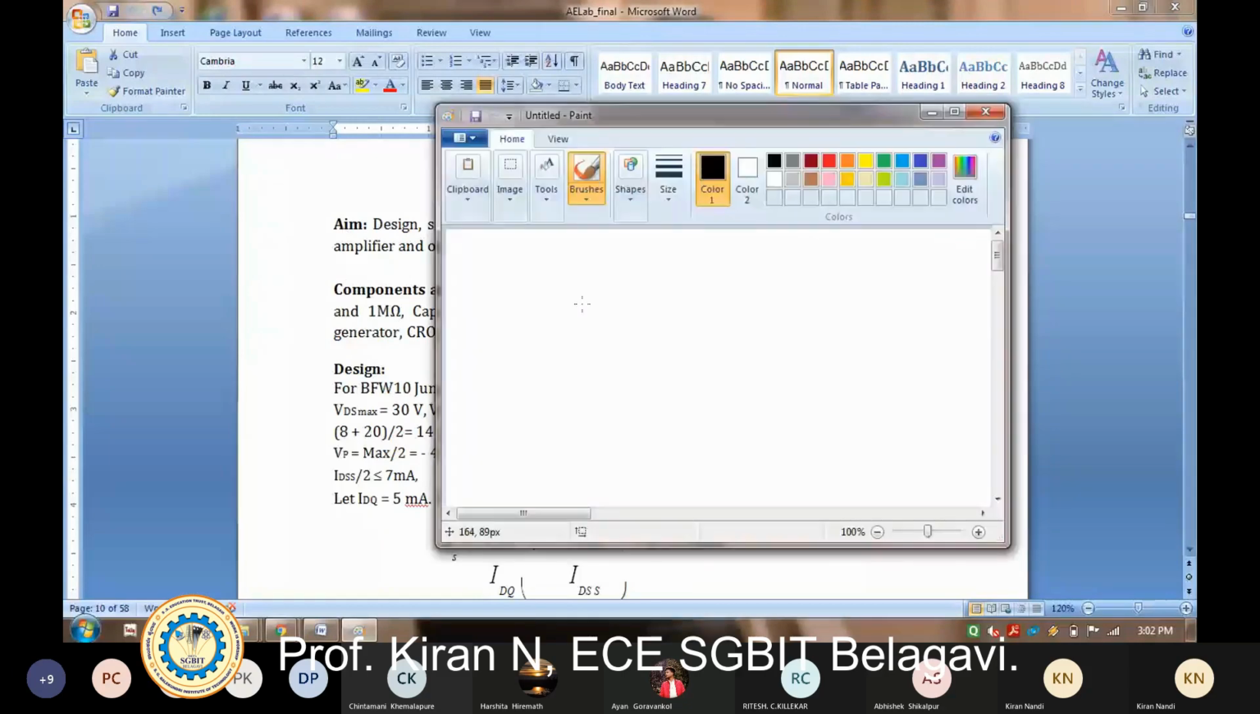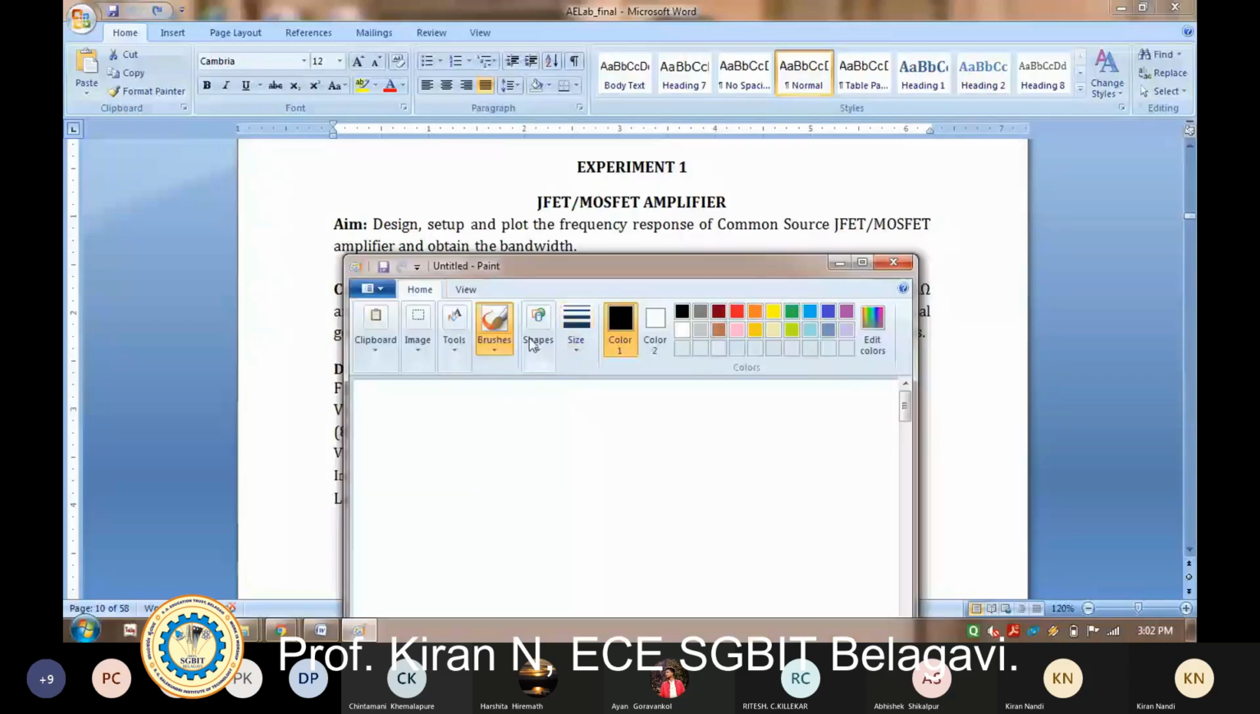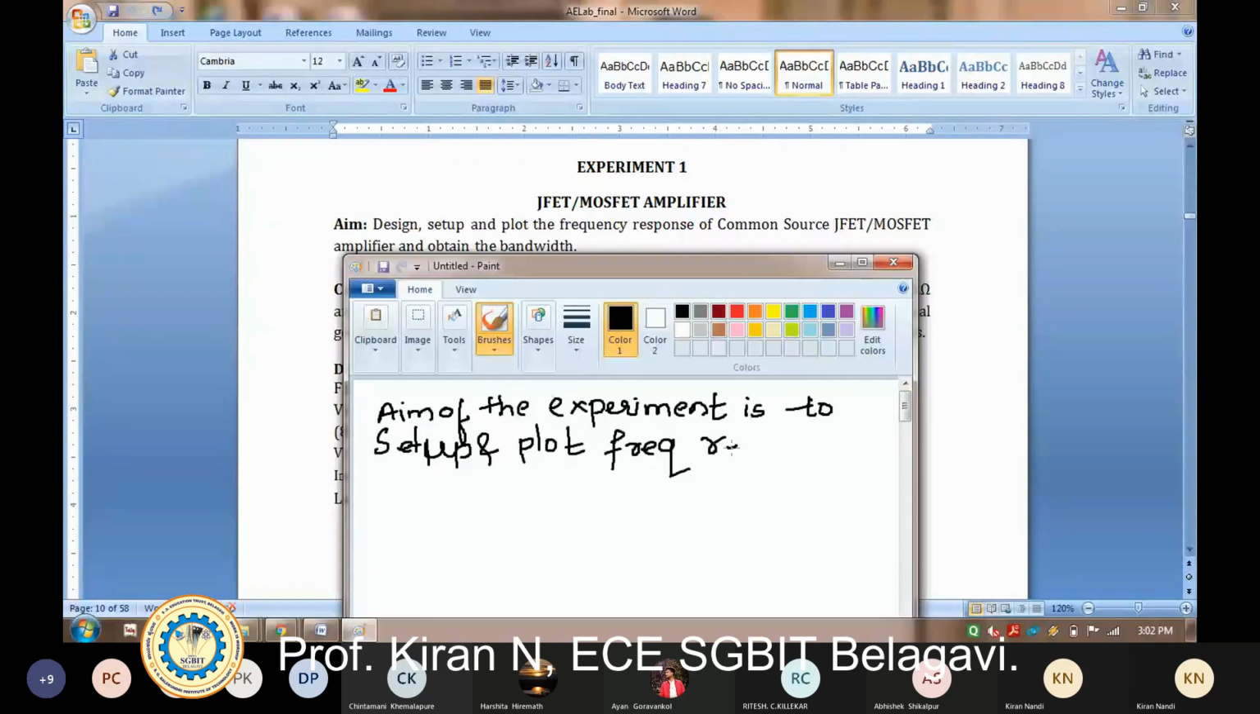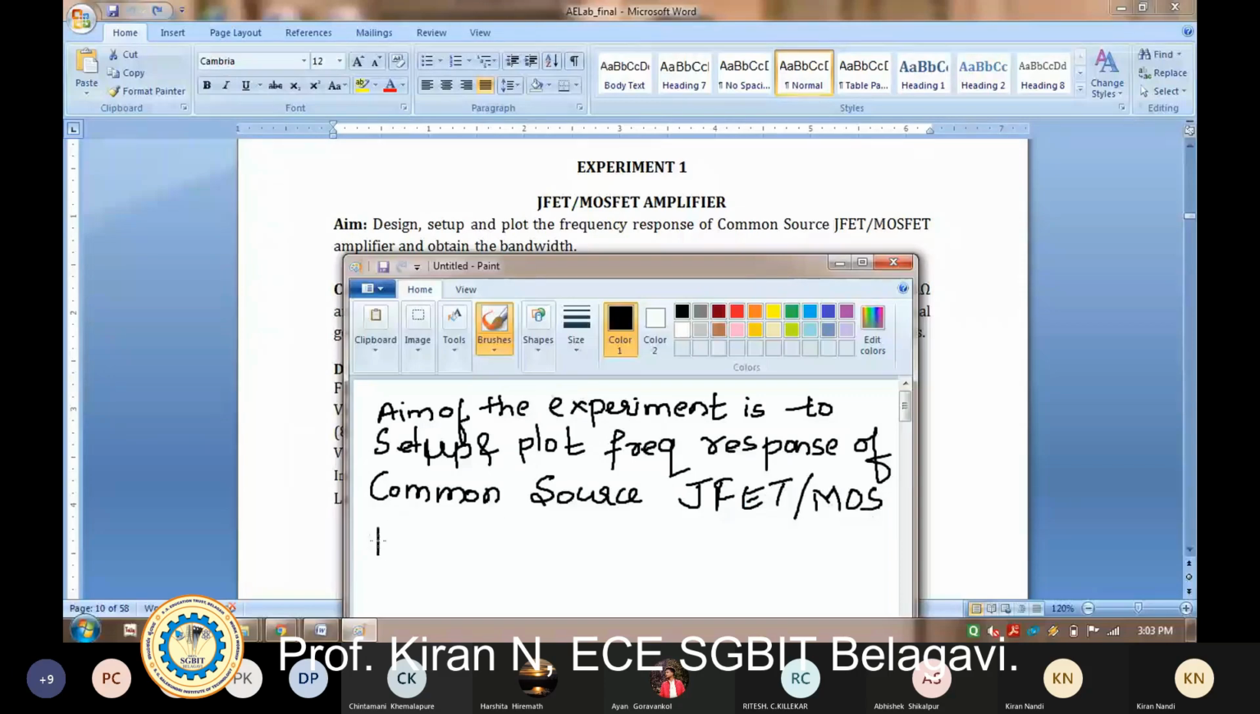The aim of the experiment is to set up and plot the frequency response of common source JFET and MOSFET. Okay, so this is the aim of the experiment here, what we are doing.